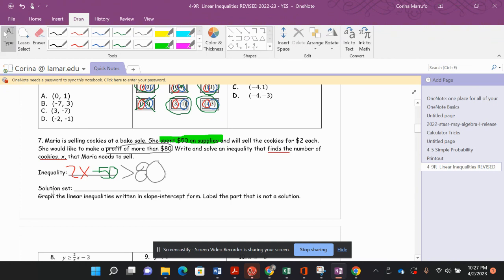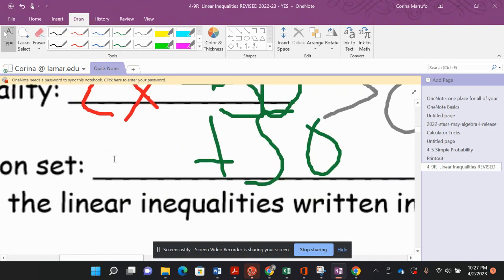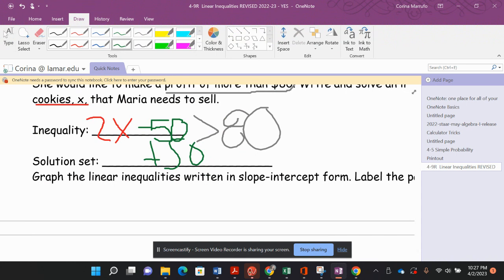Okay. And so then the solution set, it says graph the linear inequality written in slope-intercept form, label a part that is not a solution. So if I look here, I'm going to solve for x. So I'm going to do that first by getting rid of this 50, and we do that by adding 50. Plus 50. Let me zoom in so I can write a little bit better. Sorry, it's because I'm writing on my computer.